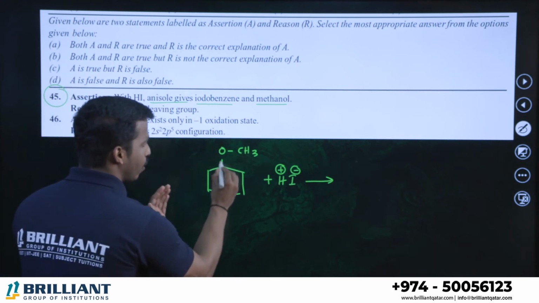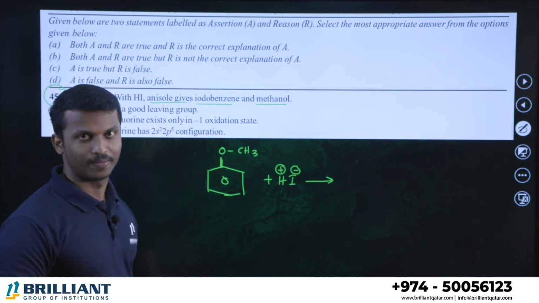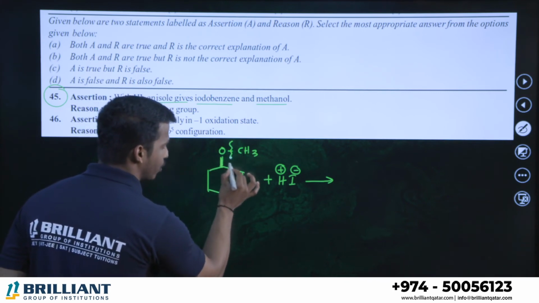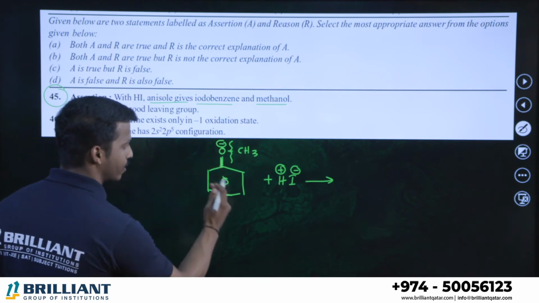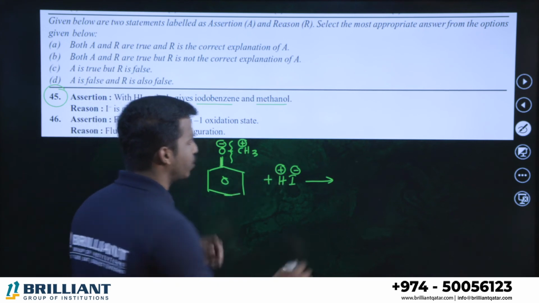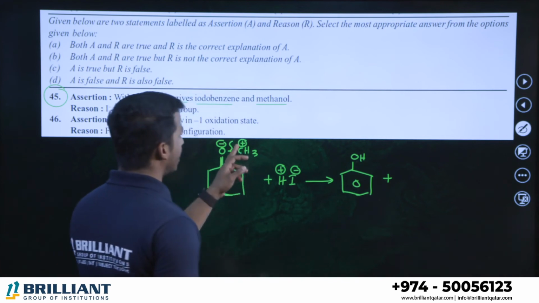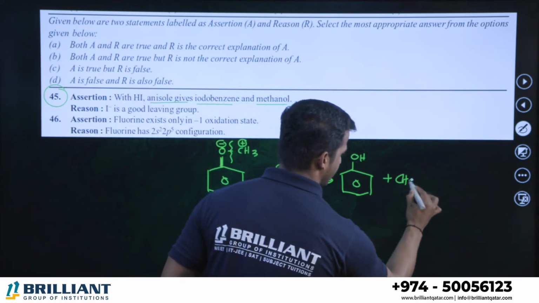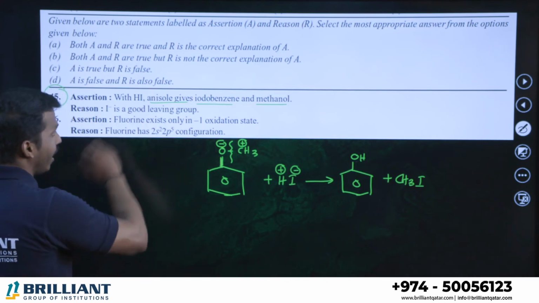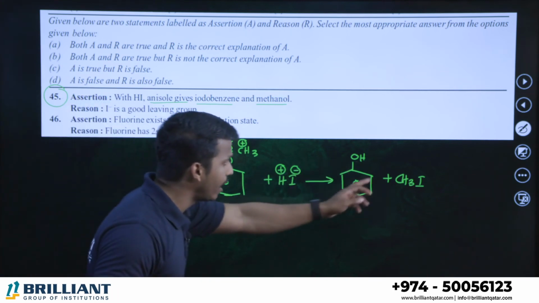When you are breaking the C-O bond, after the breaking we should have a phenoxide ion. This is one C-O bond, this is another C-O bond. We should break here, then only we will get a phenoxide ion here, and this carbon positive. To the phenoxide ion, what will attack? H plus will attack. We will get benzene with OH. To the CH3 plus, I minus will attack. We will get CH3I. Once again, all of you read the assertion: with HI, anisole gives iodobenzene and methanol. Are you getting iodobenzene? No, phenol and methyl iodide.